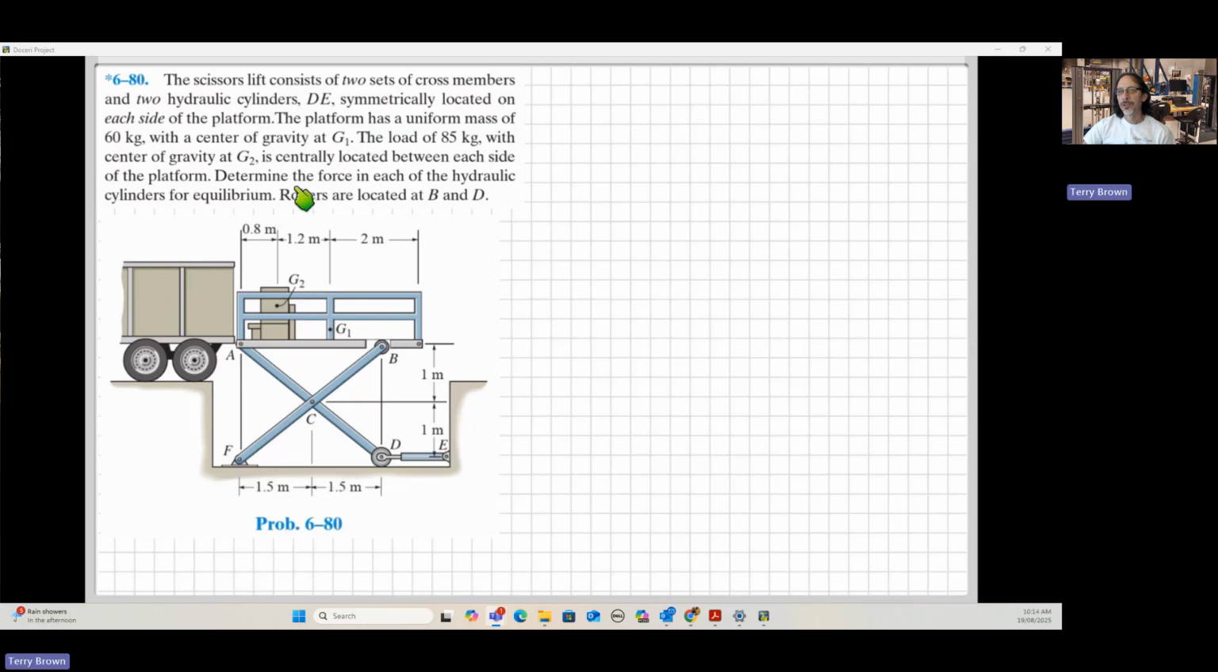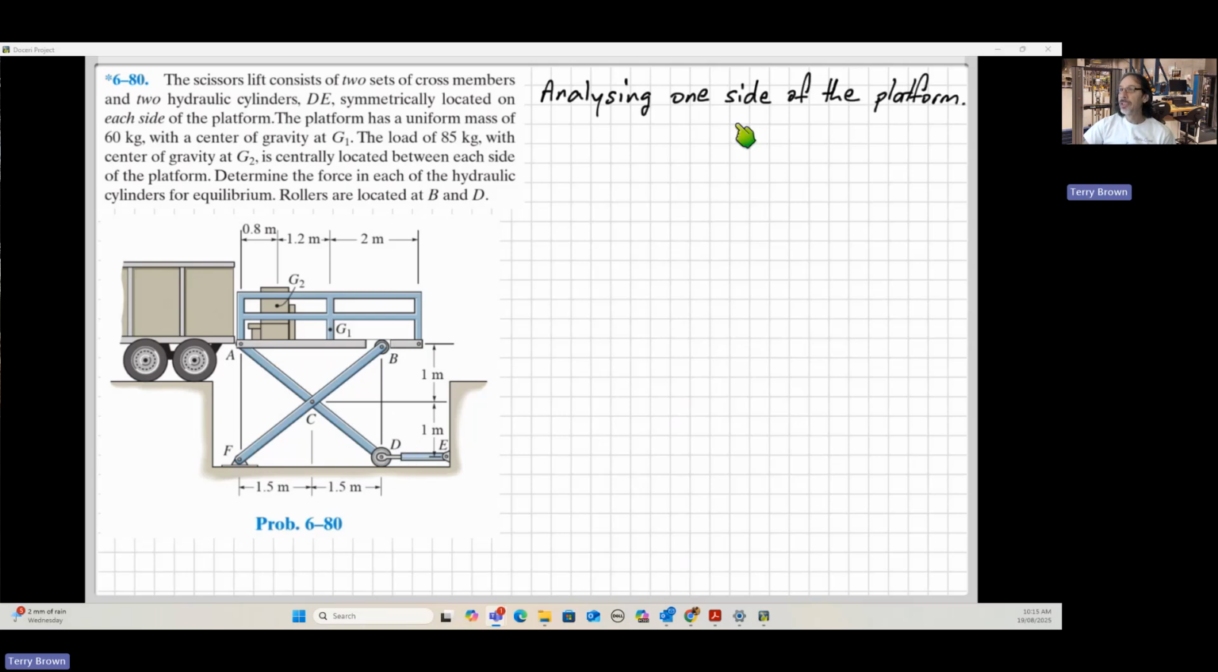Then we're asked to determine the force in each of the hydraulic cylinders down here, bottom right of the picture. So we need to determine the force in the hydraulic cylinders for this to be in equilibrium. And we're told that we have rollers at B here and D. Okay, so let's work our way through.